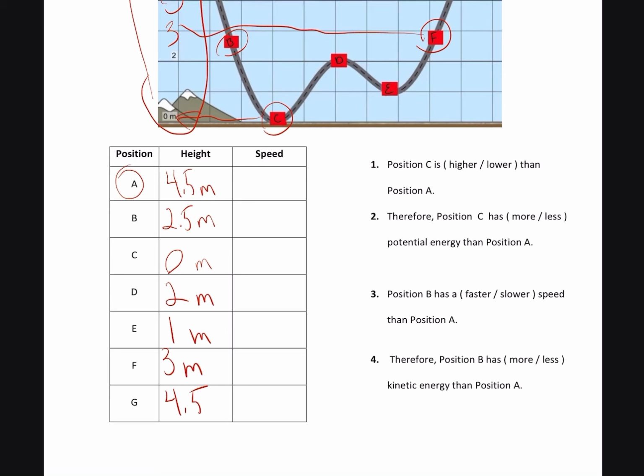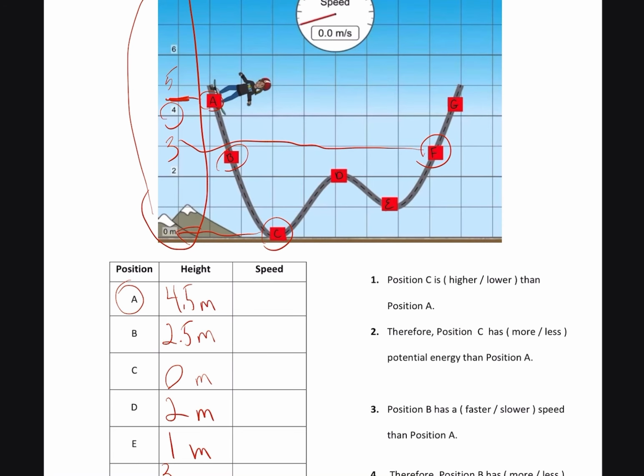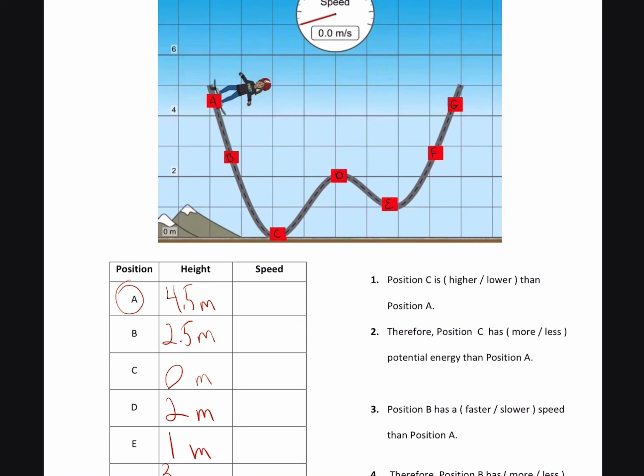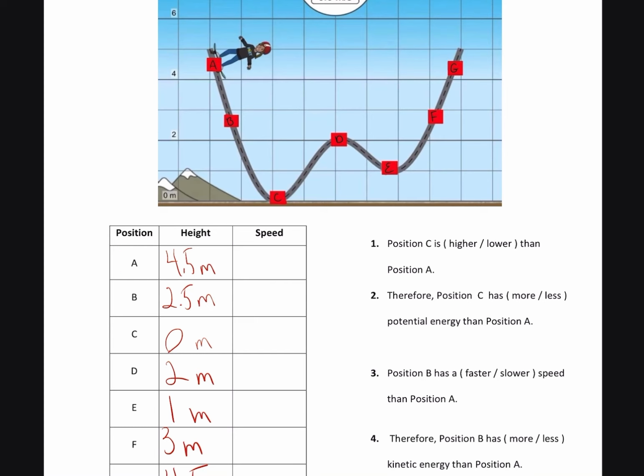Now what we're going to do is I'm going to tell you what the speed was. So if we were to press play, you'd watch our little skater person go zoom, zoom, zoom, then go back. I'm going to tell you what their speeds are at each of these positions. So at point A, our skater dude is moving at 0 meters per second.